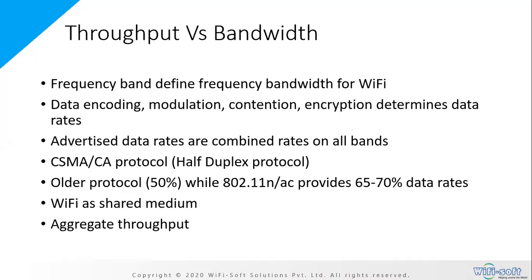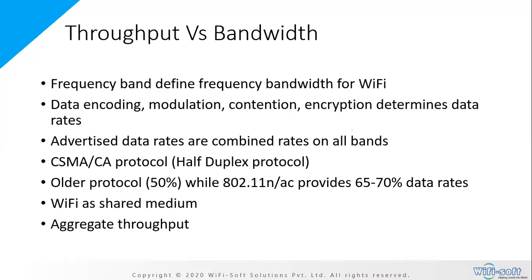After that, if there are multiple devices connecting to it, that means all of them are sharing or competing for the data rates or for the bandwidth on that particular Wi-Fi access point. So automatically the number of devices that connect to that Wi-Fi access point also determines the aggregate throughput that a particular device is going to get.